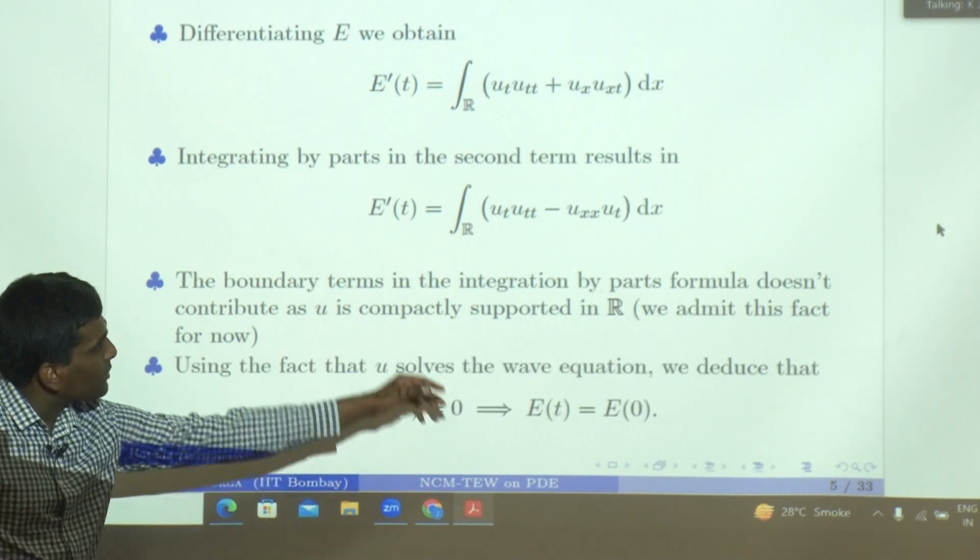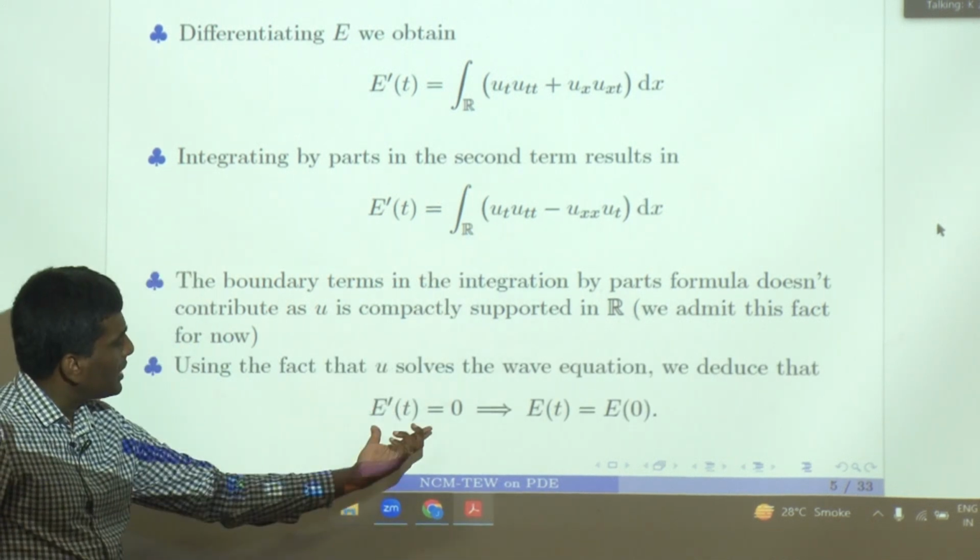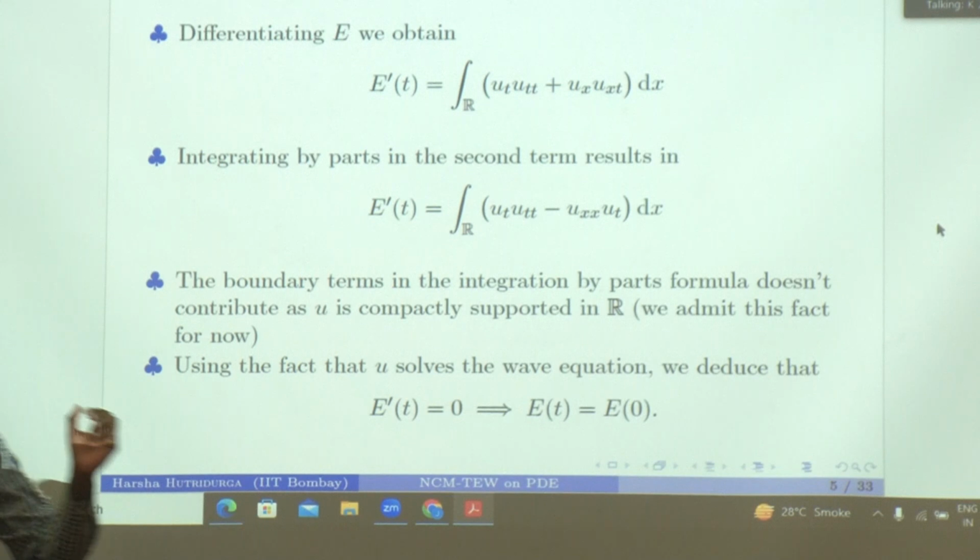And then you get this. Because u solves the wave equation, you get this and that is that. You see, it just fits on one beautiful slide to show that the energy associated with the wave equation is not dissipating or increasing. It is just remaining constant. This is a wonderful property of the wave equation.